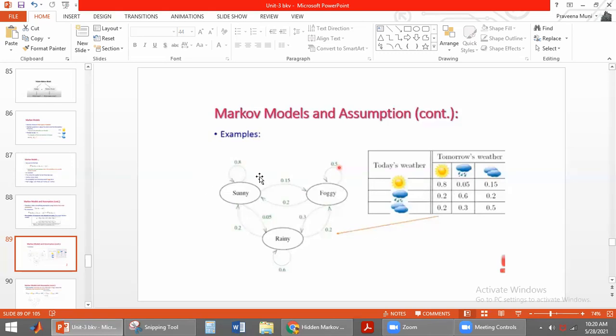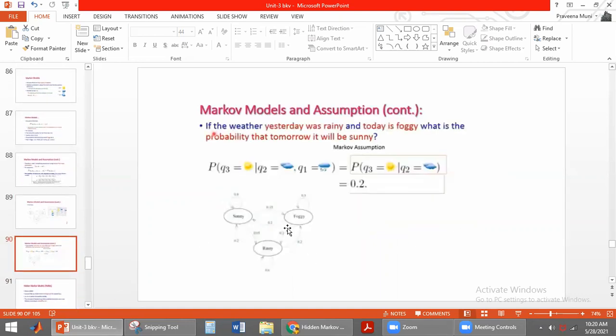From this table, you can draw this transition figure, or from this transition figure, we can write this table. So we write the table that gives the probability of the weather given what the weather is today. What is the weather tomorrow based on the weather today? We can find the probability using this table.